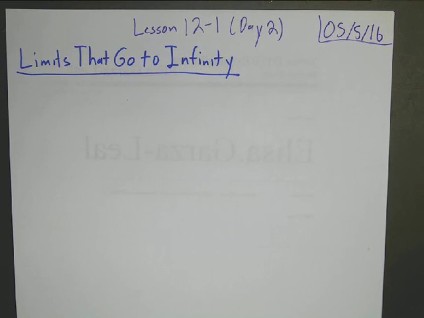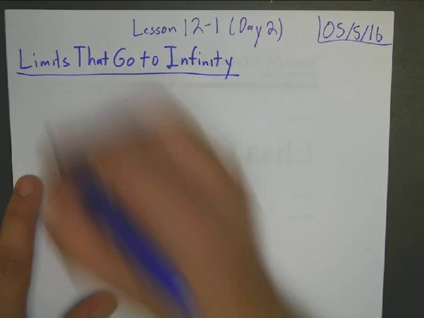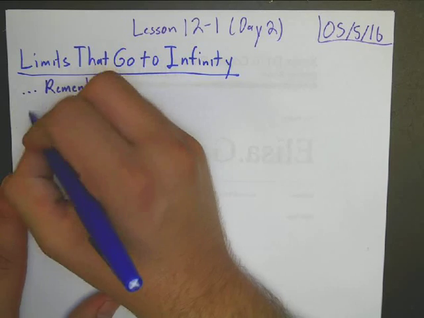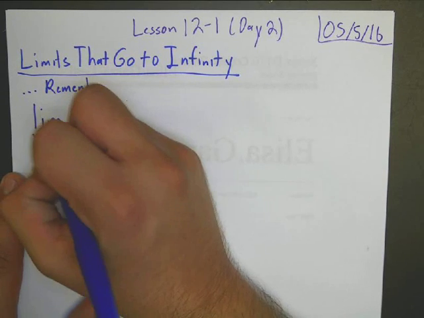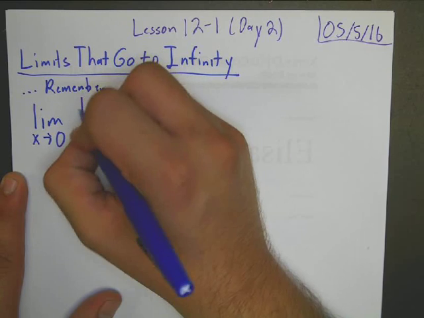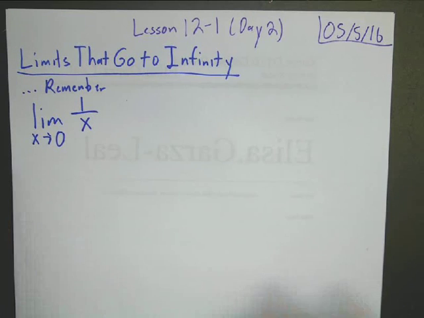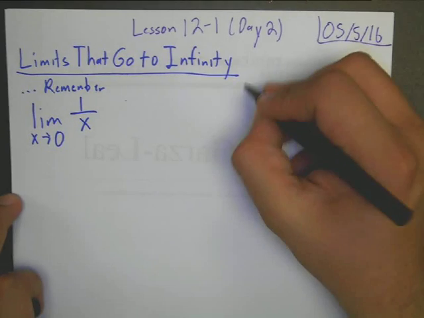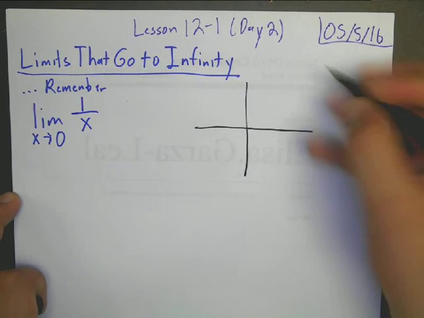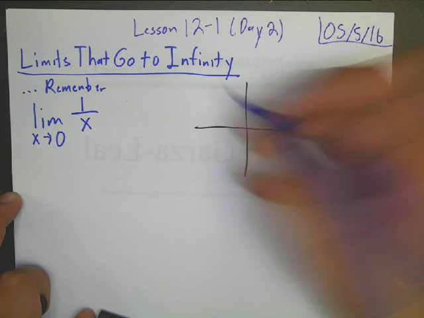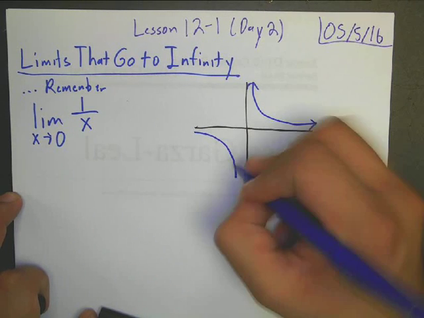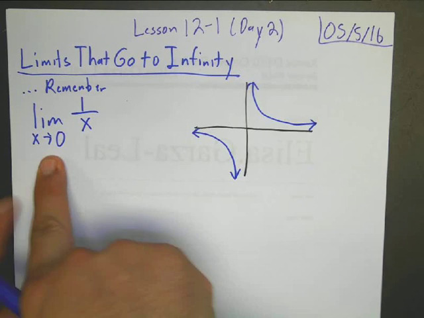Okay, so if you recall, we actually saw a limit that went to infinity. Remember the limit as x goes to 0 of 1 over x, right? Now, we're not going to do the graph or the table thing. Let's just look at a picture real quick to remember what happened. So, here's the picture. The function looks like this. Now, notice it's as x gets closer to 0, right?